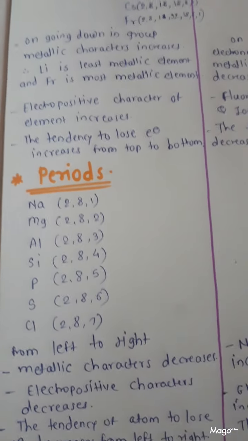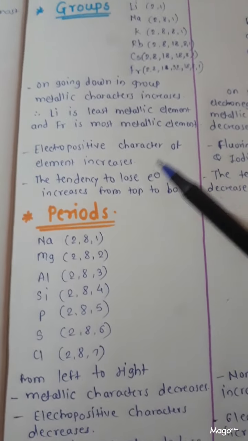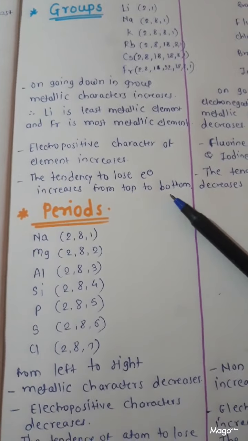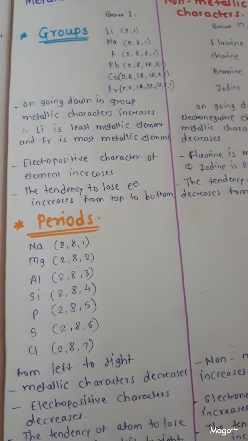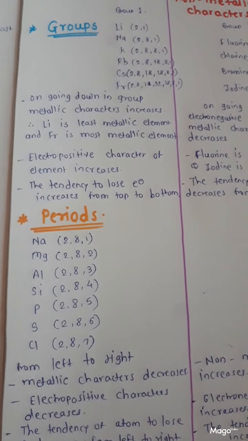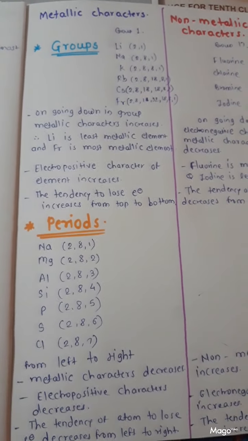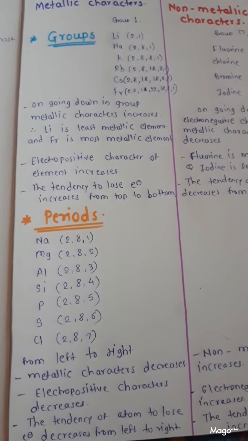Okay, student, we have discussed, by taking examples, these metallic and non-metallic characters related to the atomic size of that element, and atomic size we have discussed in my previous video lecture. I hope you got all points related to metallic and non-metallic characters of an element.